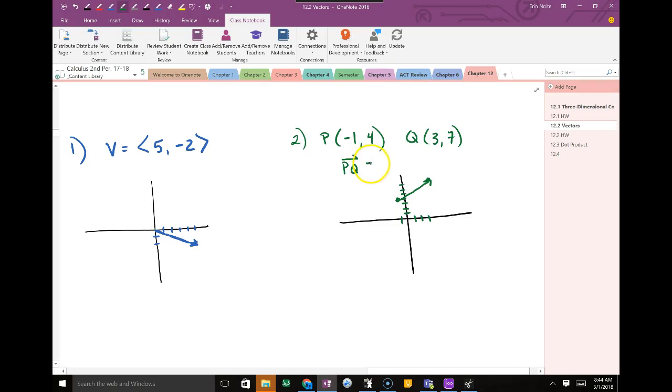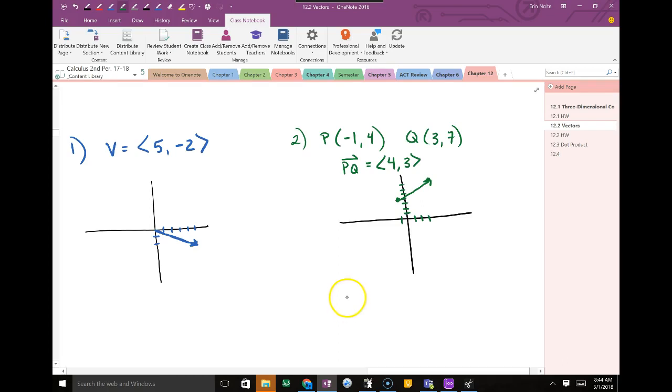Okay, so how did you get that? How did you get 4? What did you say? 3. How did you get that? Okay, so yeah, you're basically doing the distance between the x's and the distance between the y's.